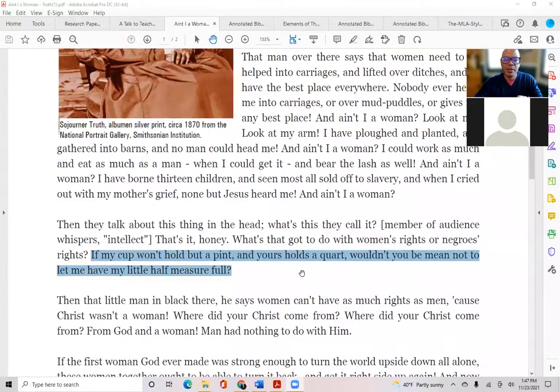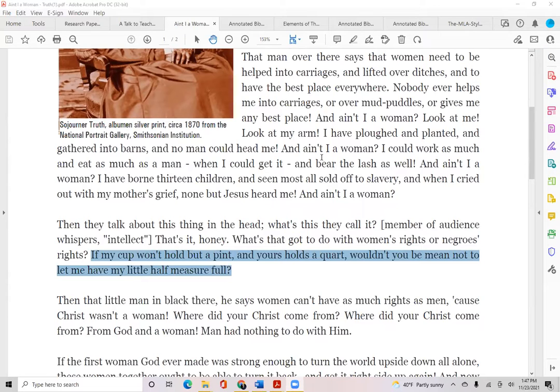So Miguel, let me address you first, and then we will go to look at the Google Doc, right? So here's that section that you were talking about. If my cup holds but a pint and yours holds a quart, you wouldn't be mean not to let me have a little half measure full.